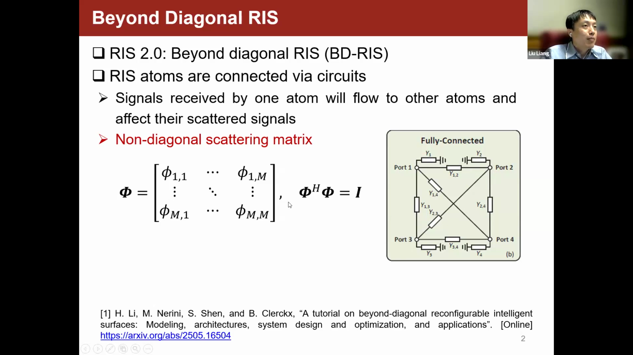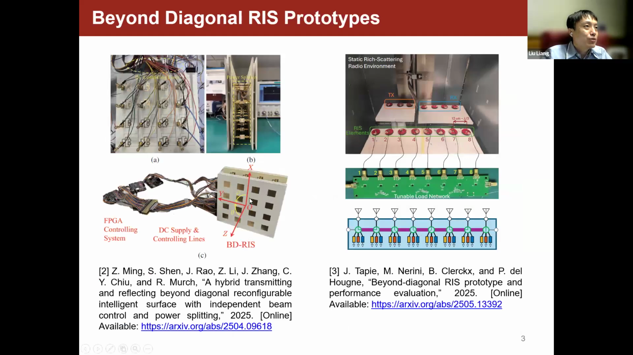But to make the output power equal to the input power, we have a unitary matrix constraint on the scattering matrix. There are some prototypes to make this BD-RIS. For example, Bruno and Rosmers have designed different prototypes for BD-RIS separately.